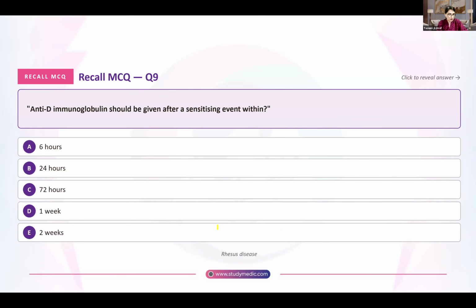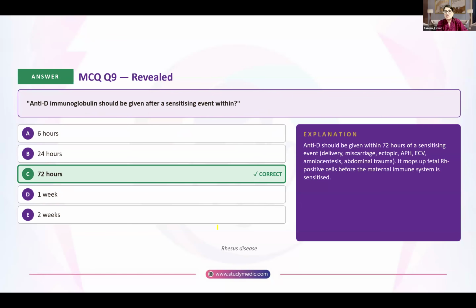So whether we are going to give it within 6 hours, within 24 hours, whether it is 72 hours, 1 week, or 2 weeks. One thing we have to remember is that anti-D should be given within 72 hours of a sensitizing event. Okay, delivery, miscarriage, ectopic, antepartum hemorrhage, ECV, amniocentesis, abdominal trauma. It mops up fetal Rh positive cells before the maternal immune system is sensitized.